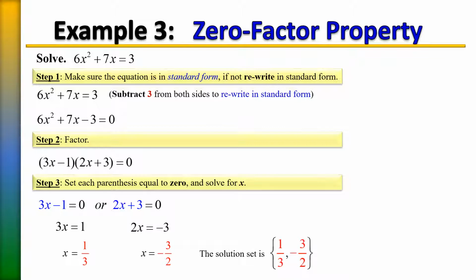So our solution set is 1/3, comma, negative 3/2. Again, we have two solutions.